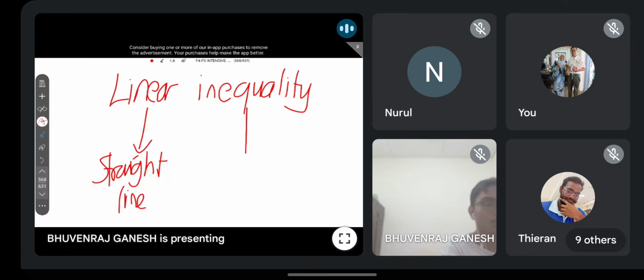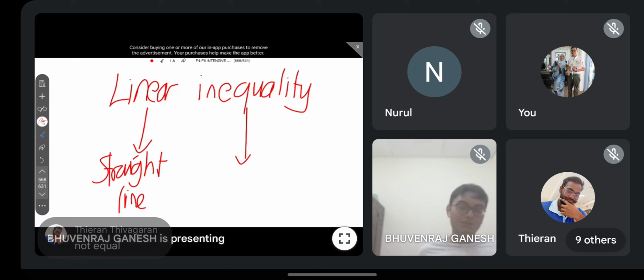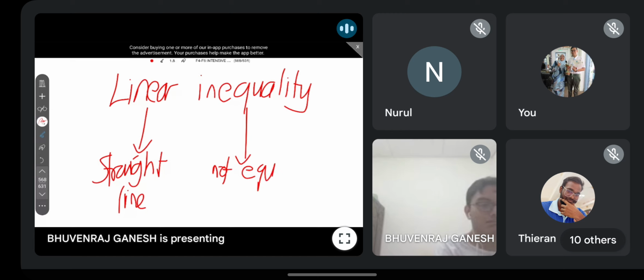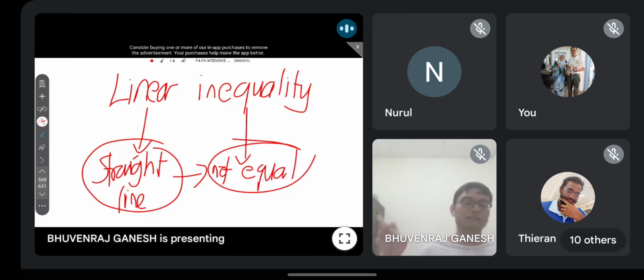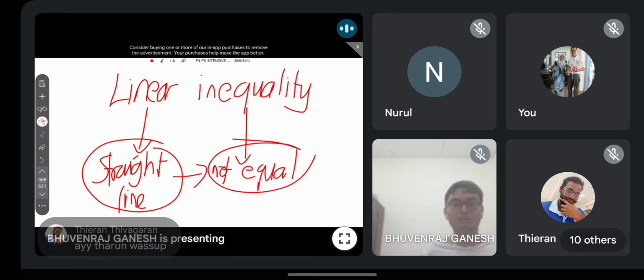Inequality, guys, what's the meaning? Apa maksud ketaksamaan? Not equal, correct? So basically, this chapter is just telling you the properties of a straight line, one of it is non-equal. Salah satu ciri-ciri garis lurus is it can be not equal to each other.